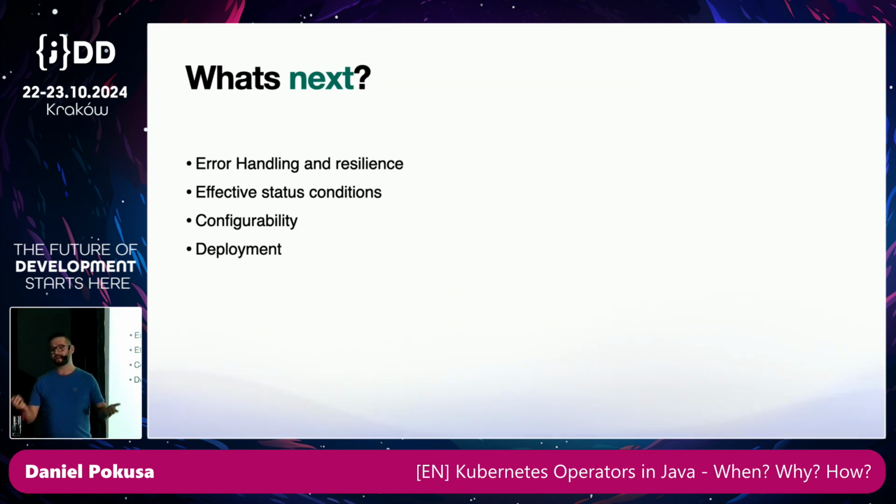What's next? Error handling and resilience. That's the part where you need to dive a little bit into how Kubernetes works and keeps the status. But it's pretty simple. It requires some time, but it's pretty simple. Then effective status conditions: the statuses, the conditions, and what you should put in the logs of the operator. Then configurability and deployment of the operator.